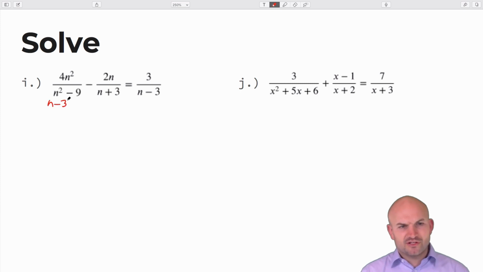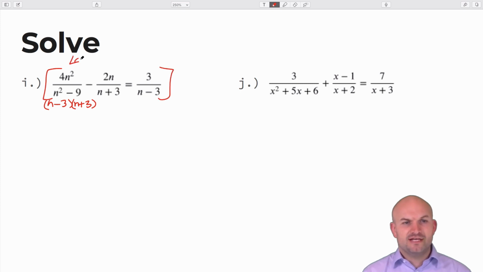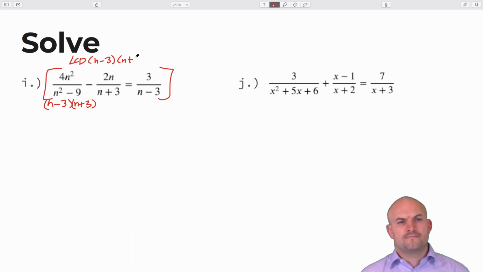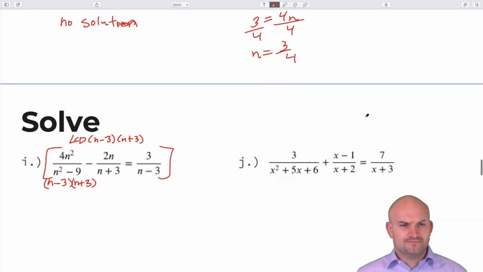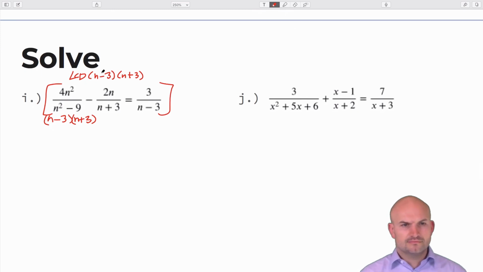So here I recognize another difference of two squares. I'm going to multiply everything times that LCD. Oh, this is n, right? Sorry. Did I do that up there? No, I didn't, but that's okay. I'm just going to move that over to save myself some time.